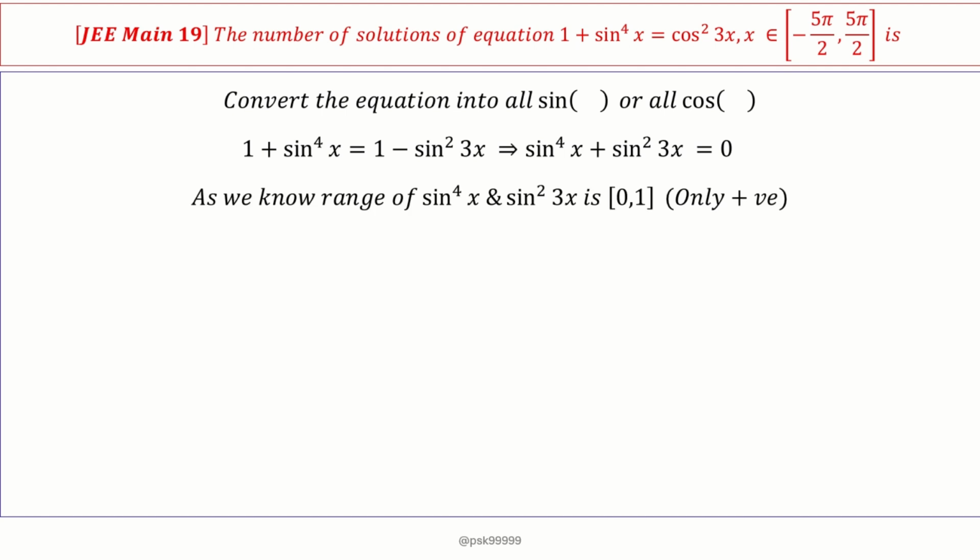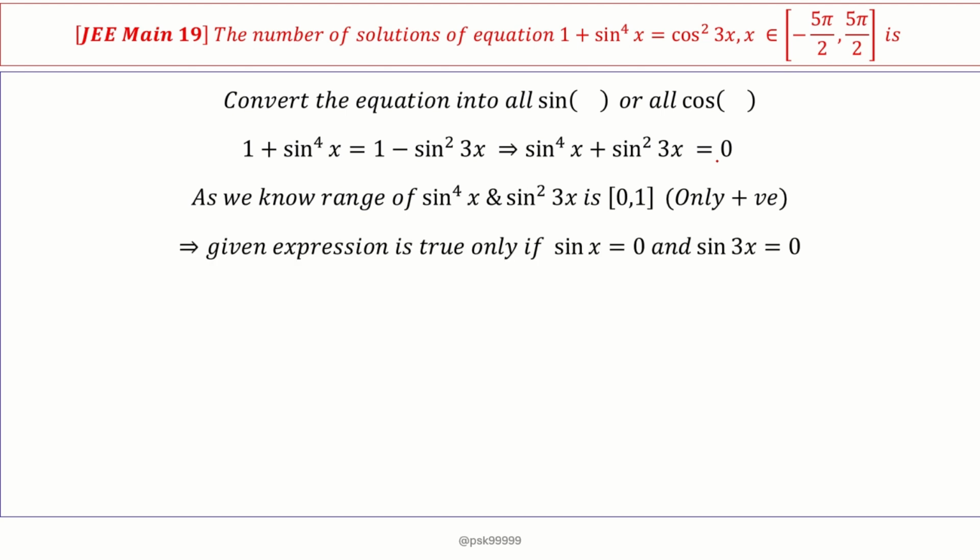Now we know the ranges of sine power 4 x and sine square 3x. Both are between 0 and 1 because they are square. They are not from -1 to 1. They are squared and to the power of 4, so the range will be only positive values. Correct? So we know these two are positive. So this expression will become 0 only when sine power 4 x and sine square 3x both become 0. Otherwise, it has some value. Which means sine x equal to 0 and sine 3x equal to 0. This is the only solution possible.